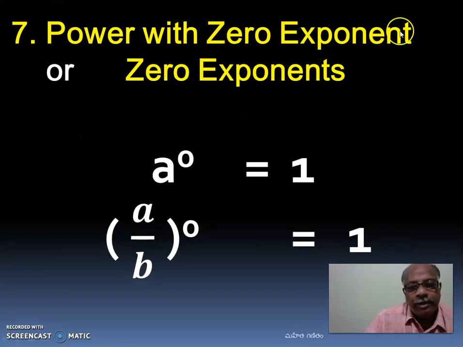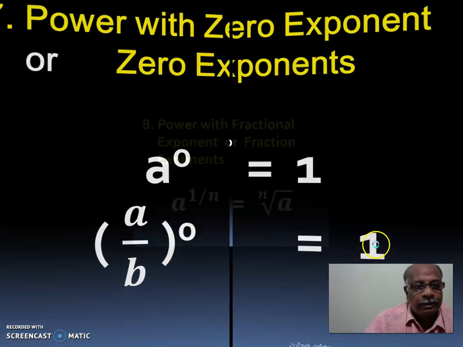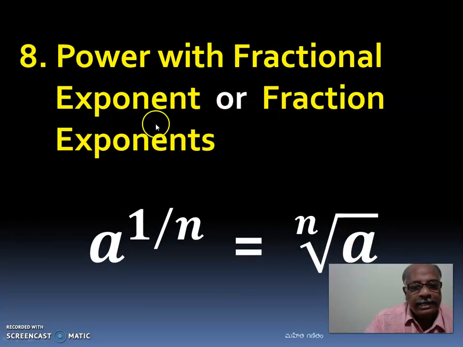Seventh law, power with 0 exponent. a^0 = 1. (a by b)^0 = 1. Eighth law, power with fractional exponent. a^(1 by n) = nth root of a.